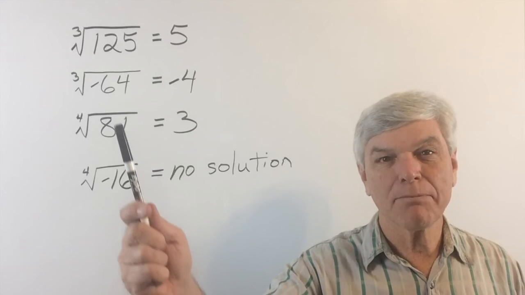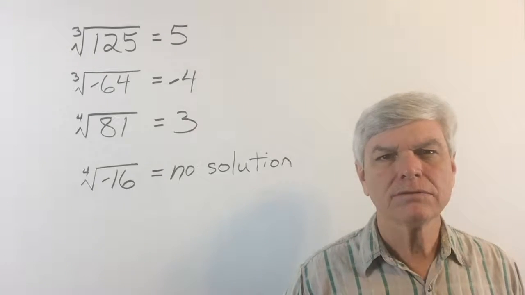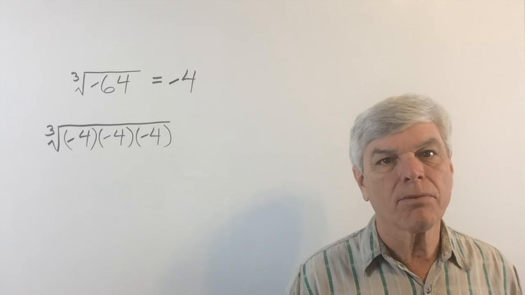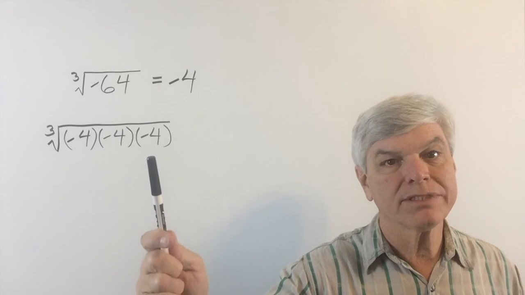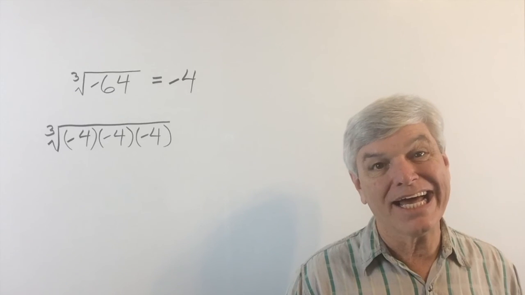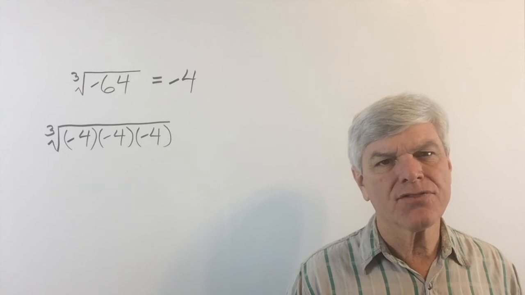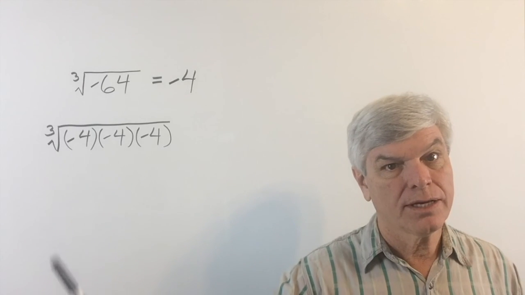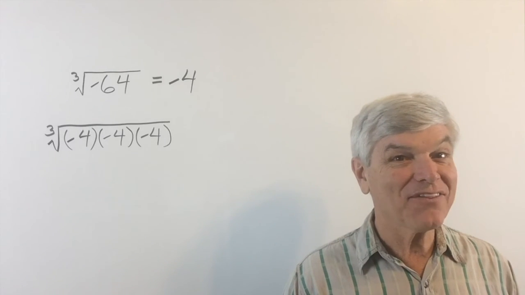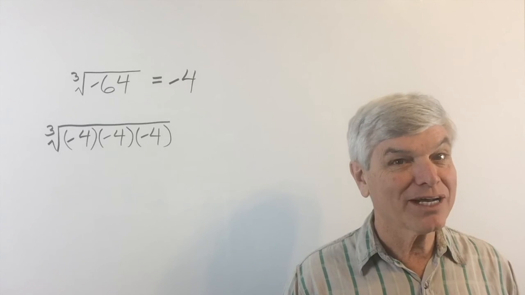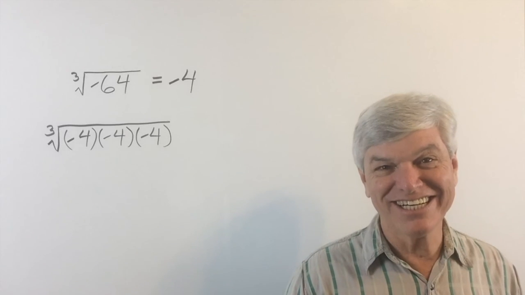I said I was going to get back to this negative one. Let's see how that works. Okay, if we pull negative 64 apart, it's going to look like this. It's going to be negative 4 times negative 4 times negative 4. Now, I know you could have done negative 4 times 4 times 4, but guess what? This is the third root, or the cube root. Remember for the square root, we pulled out the twins. Well, guess what we're going to be pulling out for the third root? That's right, the triplets.